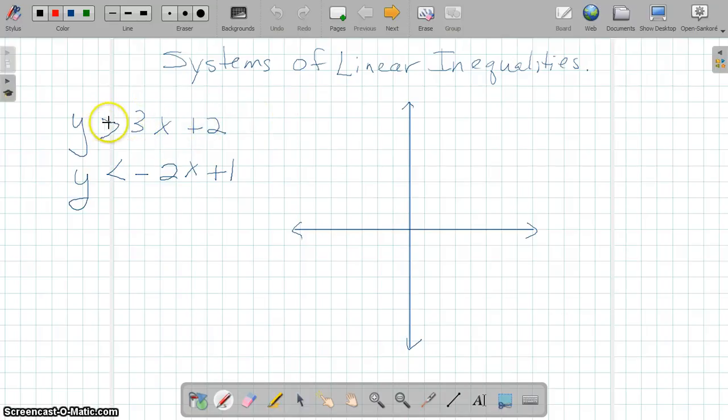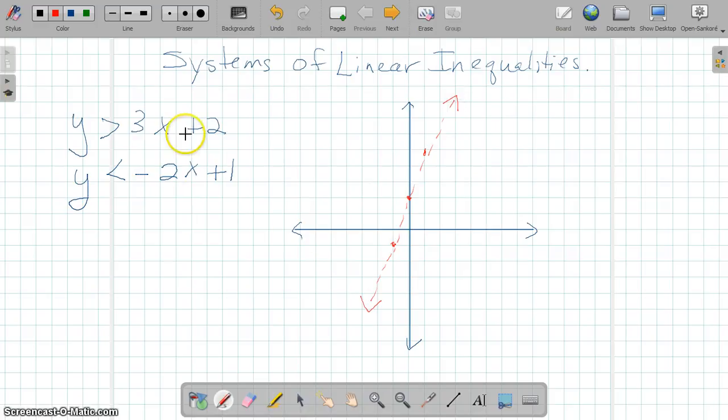So what you can do is basically graph each line. I'm going to graph the first one. Let me see, I'll do it in red. So there's my y-intercept. My slope is 3, up 3 over 1. And I'll go down 3 over 1. And this is going to be a dotted line because it's a greater than, not a greater than or equal to. If it were greater than or equal to, it would be a solid line.